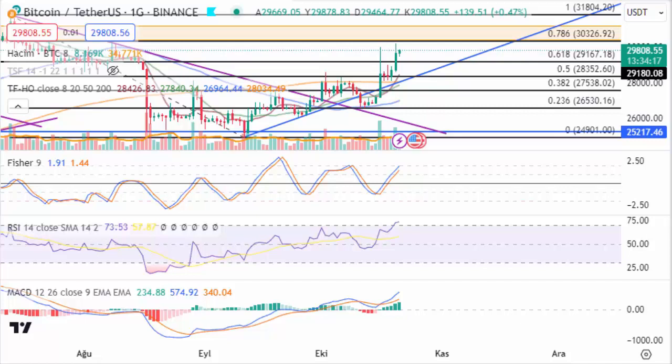Regarding moving averages, with the recent rapid increases, the price movements have broken all the moving averages to the upside.